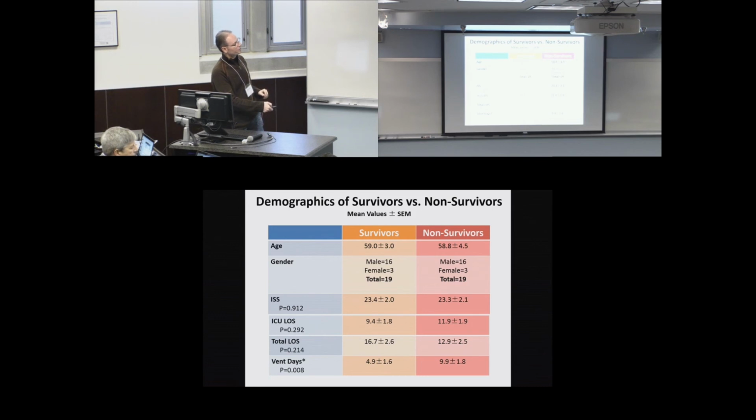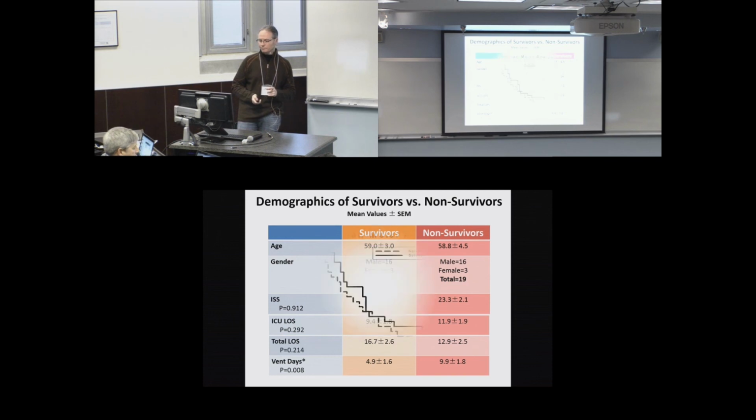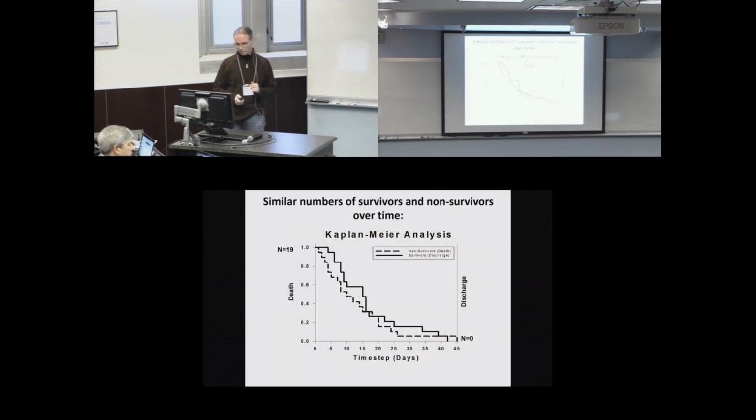Now, when you look at all this, you say, oh, it's obvious. The non-survivors stay less time in the hospital because they die, right? That's the obvious reason. And I'll show you that's not as straightforward an argument to make as you might think. For example, we put together a Kaplan-Meier analysis to look at just rate of drop-off from the study. And as you can see, the survivors and the non-survivors dropped off at about the same rate.